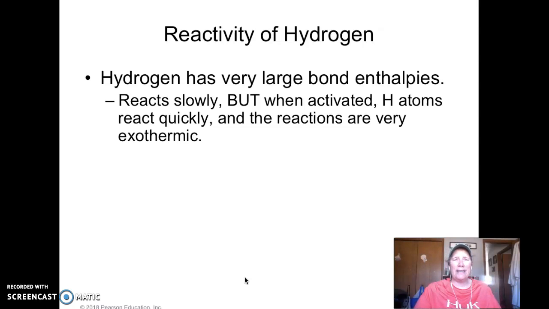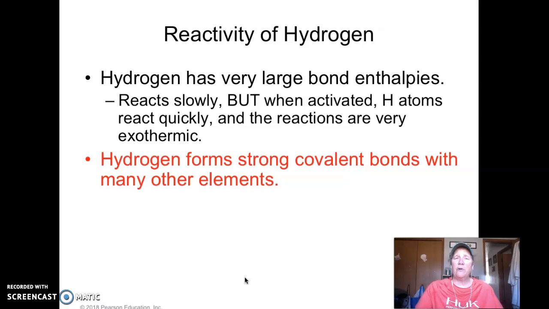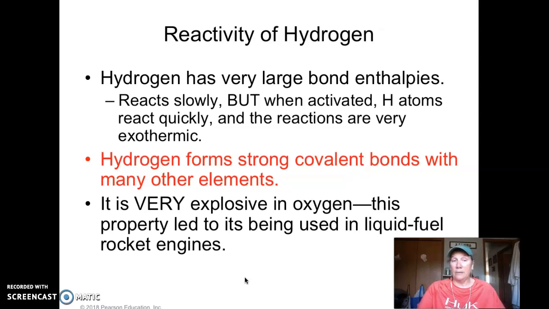To give you an idea, if you've ever watched the Hindenburg, the first blimp, come across and it caught on fire, it was filled with hydrogen and it was kaboom. Now they fill blimps with helium so they don't get any more kabooms. But they form strong covalent bonds with other elements. Remember, they only need 1 electron. They need 2 total. They have 1 to share, and they only need 2, whereas everybody else needs 8.